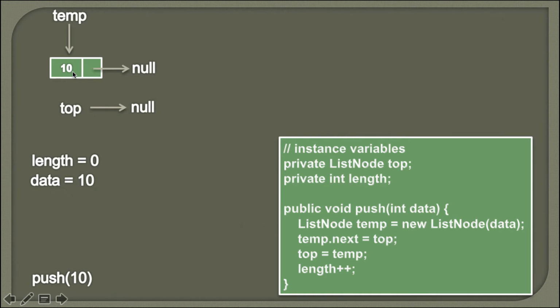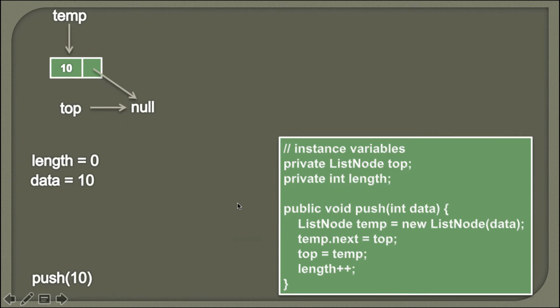Moving ahead. Now in order to insert this node into the stack, the first step is we assign the value of top to temp.next. Here temp points to this node and its next points to null, and when the stack is empty, we know that top is also pointing to null. So in the first step we are simply assigning a null value to temp.next. After this step, temp.next is pointing to null and top is also pointing to null.